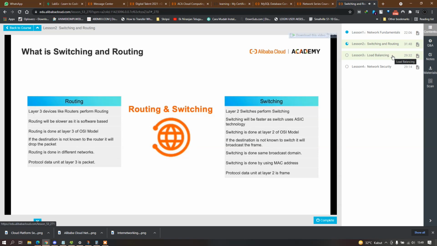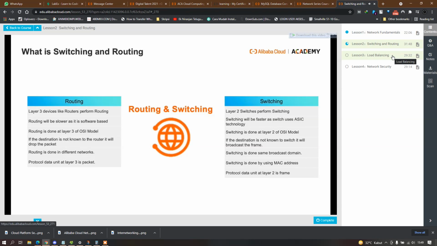But switching is used to establish a connection within one network, which means within the broadcast domain. For routing, it is done by using the IP address, but for switching, it is done by using the MAC address. Sometimes we may be communicating within one network with IP addresses, but basically it is using the MAC address. It will use the ARP protocol to translate the IP address into the MAC address and do the communication.